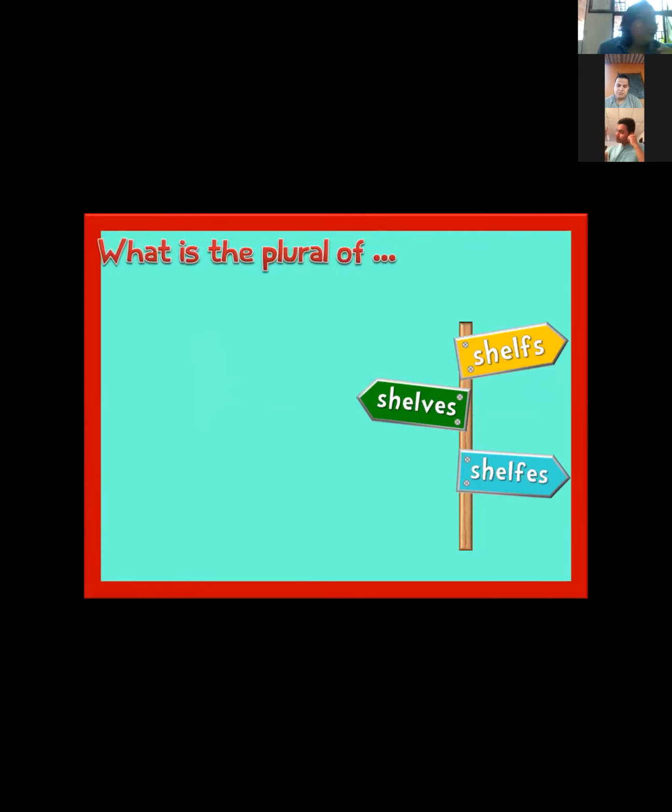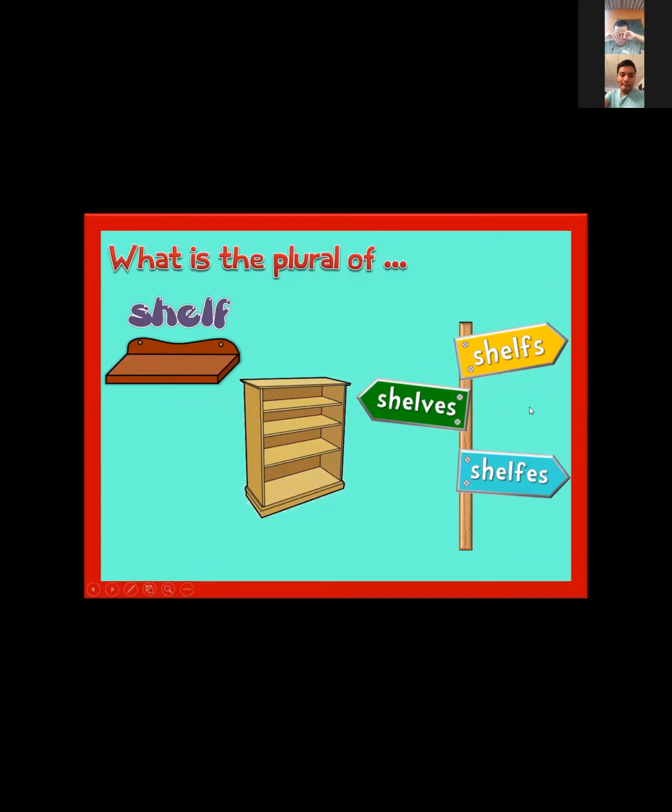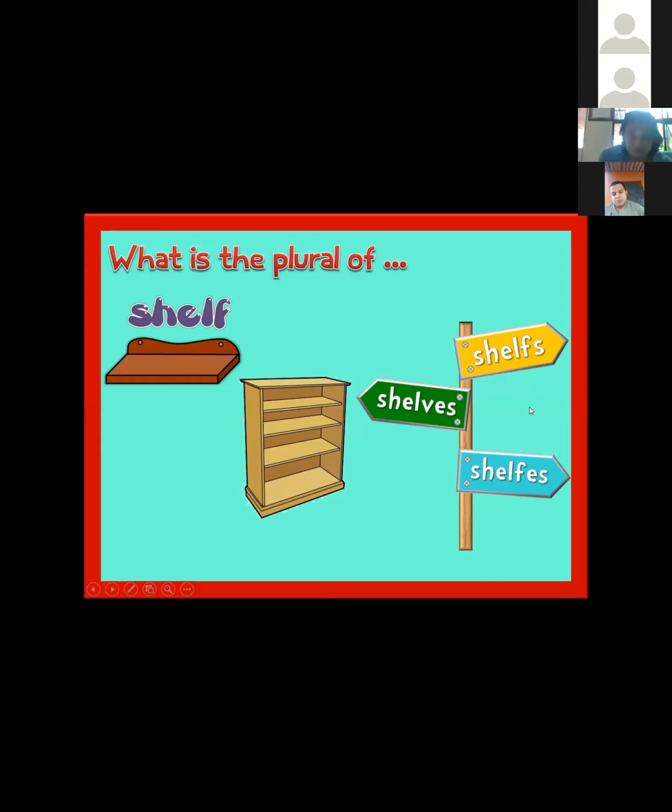What's the plural form of a shelf? A shelf. What's the plural form of a shelf? Option number 2, you say. Let's check. There you go. We say shelves. Repeat. Shelves. Very good.